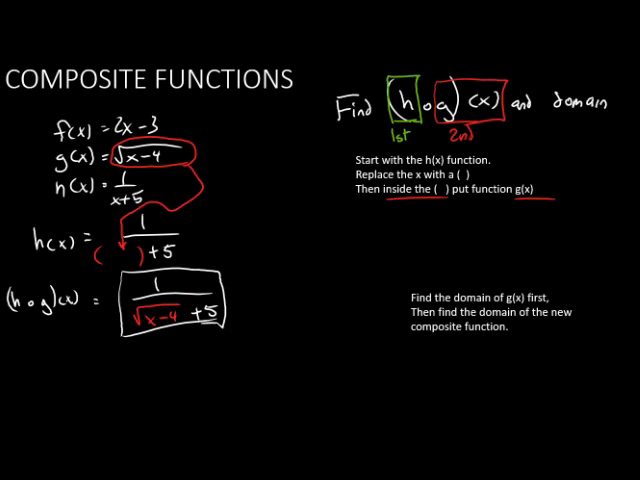Since there was very little simplification we could do at all, this didn't take too much work. However, the domain is going to prove a little bit more difficult. To find the domain of that composite function, we're going to start by finding the domain of g of x first, because when we do a composite function, we have to first start with the second function and work our way backwards. So let's find the domain of g of x first.